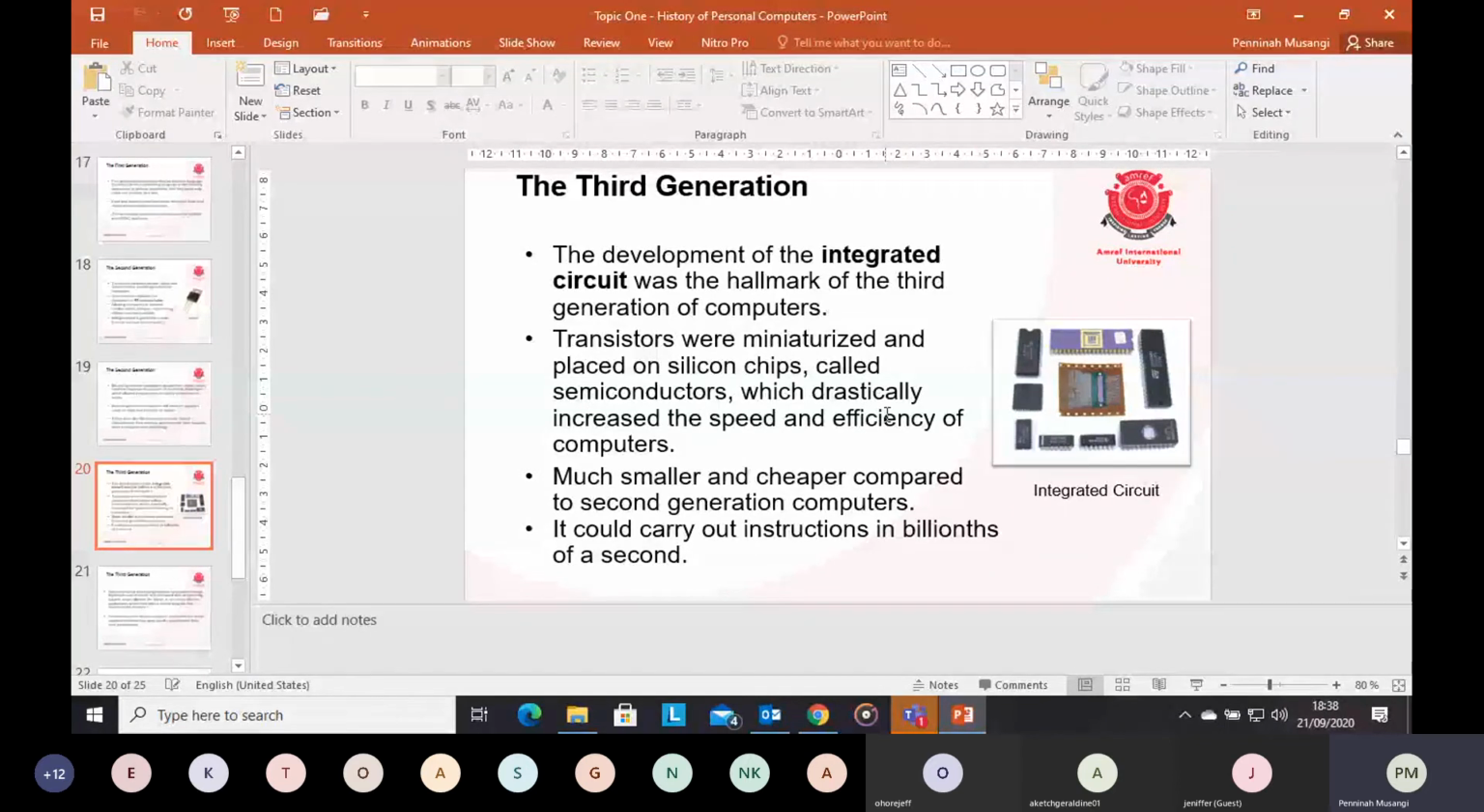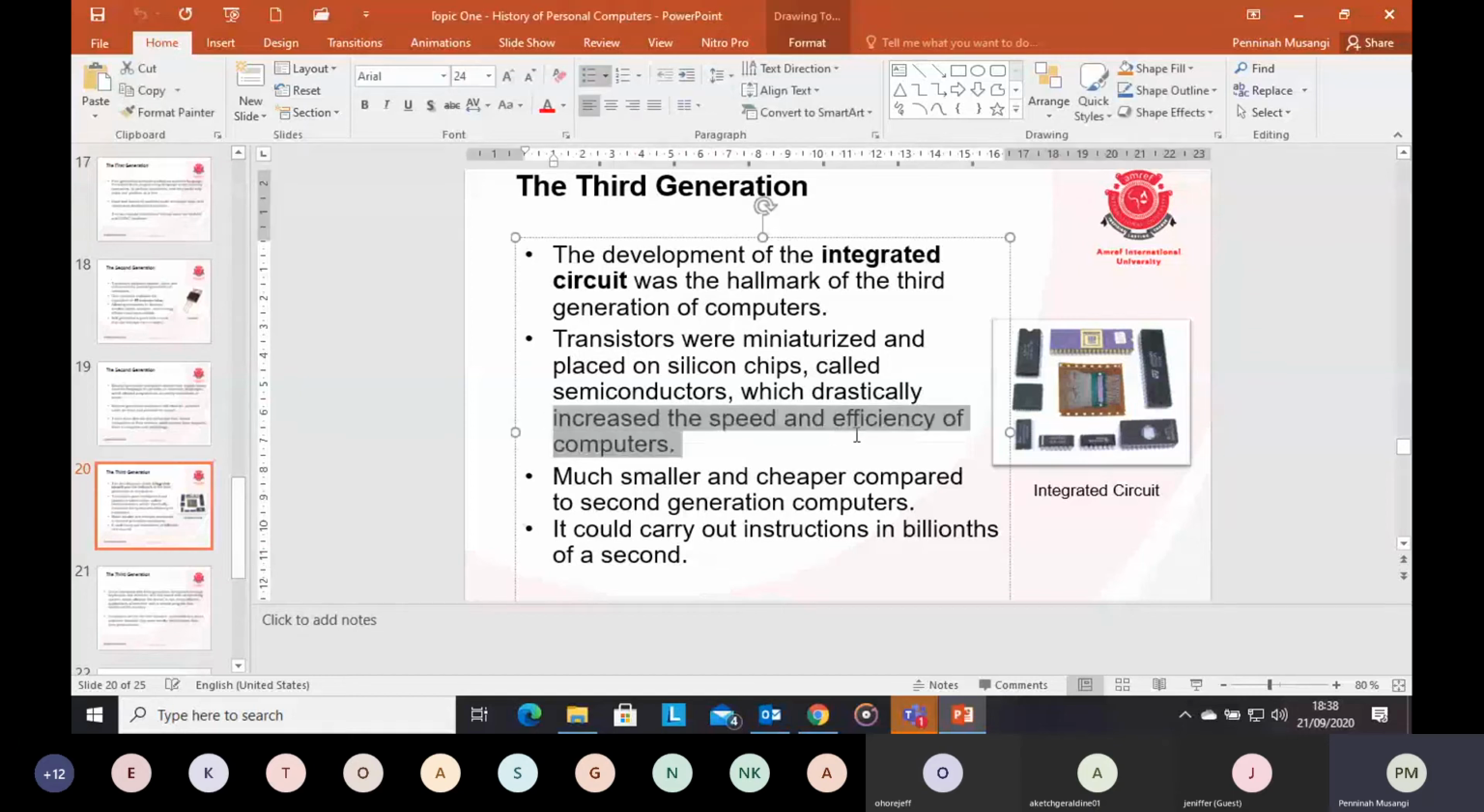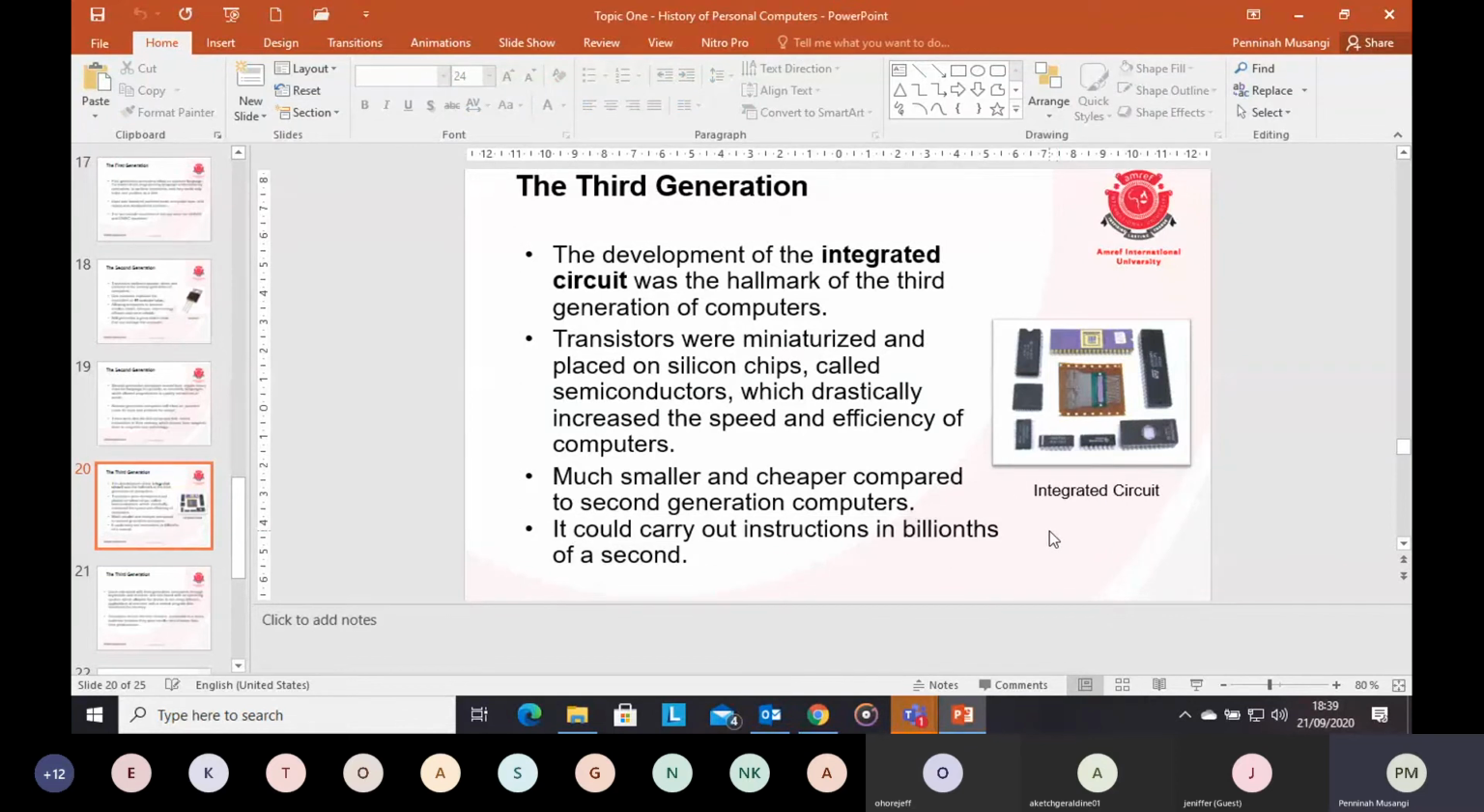And the use of integrated circuits increased the speed and the efficiency of computers, and it also made computers much smaller and cheaper compared to the second generation of computers. Because of that, as we have said, it increased the speed and efficiency. So computers could carry out instructions in billions, many instructions within a second, billions of instructions within a second. So the speed was increased.